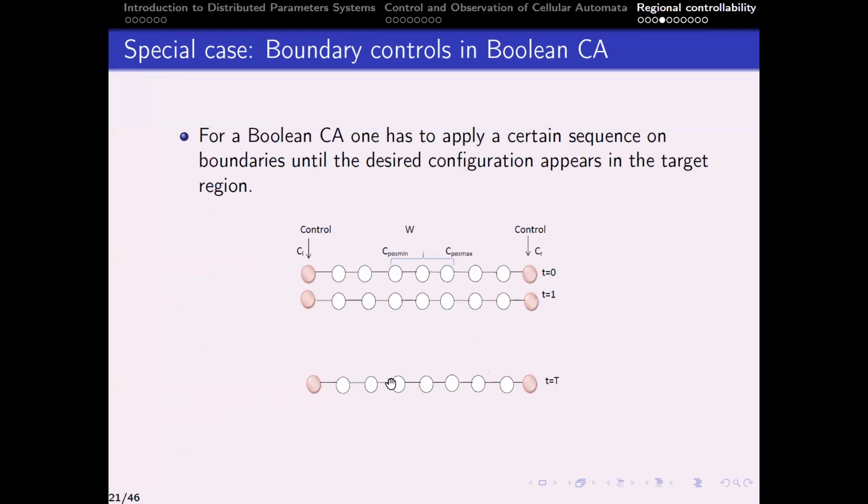This is what I explained for the boundary, because this is what we have been studying in many works, and we have some results regarding this part. This study was focused on Boolean CA, and we apply a certain sequence on the boundaries until the desired configuration appears in the target region. And the target region will be as mentioned here, but we can have many cells.